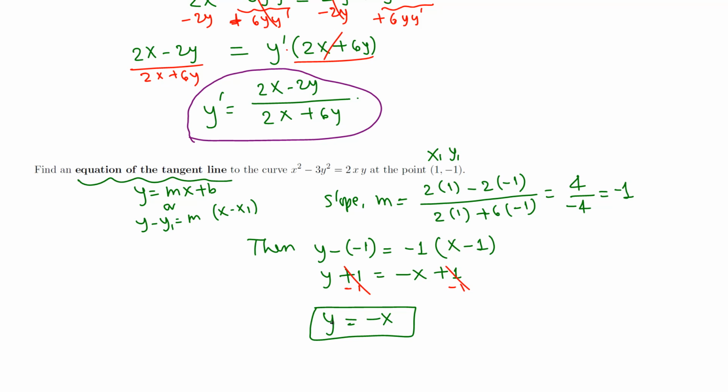By the way, if we compare this with y equals mx plus b, m is negative 1, the slope, plus b is 0, there is no y-intercept. That means this straight line, this equation of the tangent line, passes through the origin.